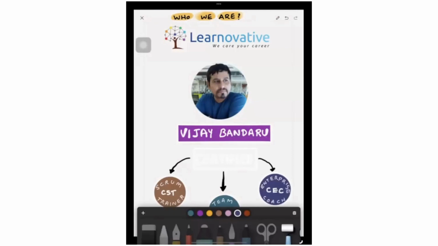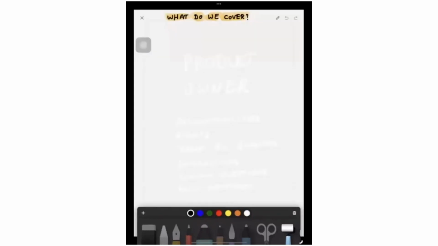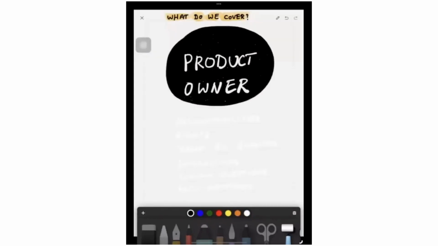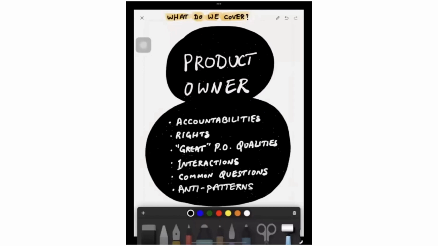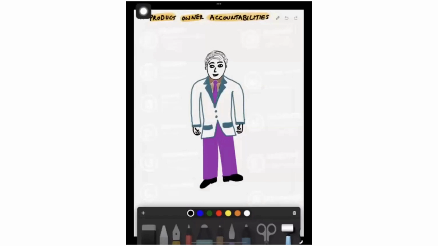We prepare these videos to help you understand the Scrum and Agile related concepts easily so that you can implement them in your projects. Today, we are going to discuss the product owner, one of the accountabilities of the Scrum team. We're going to deep dive into the accountabilities of the product owner, the rights of the product owner, the qualities of a great product owner, what kinds of interactions the product owner deals with, some common questions and answers, and some anti-patterns of the product owner. This is the agenda for this video. So let's start with the product owner.